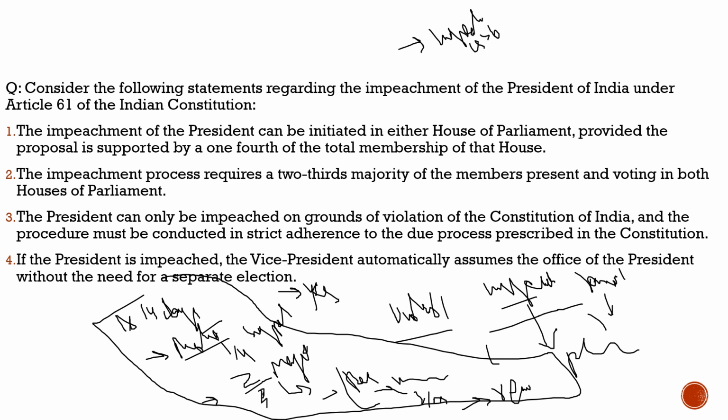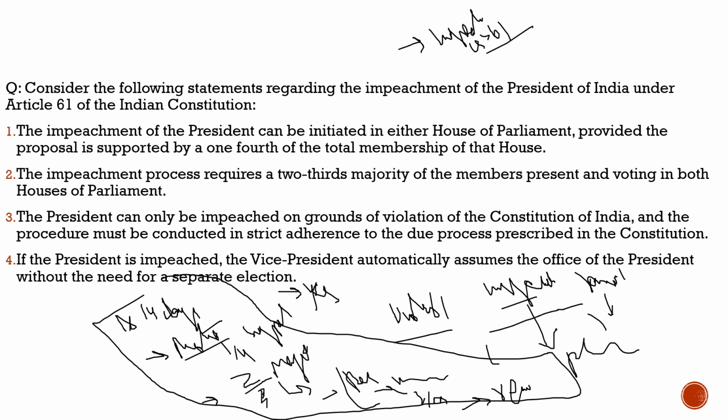He is bound to do his things regularly. He has to do all the things that he used to do. Once he is removed, he is removed. So this is the whole situation of how the president is removed. This is all mentioned in Article 61 of the Indian Constitution. So with this, let us solve the question and get a proper idea about this question.